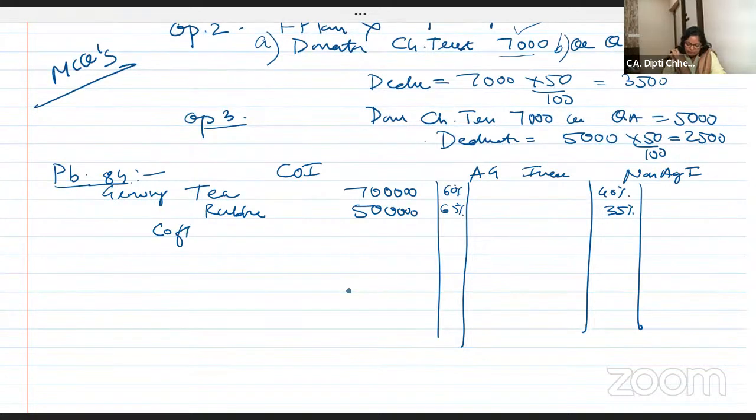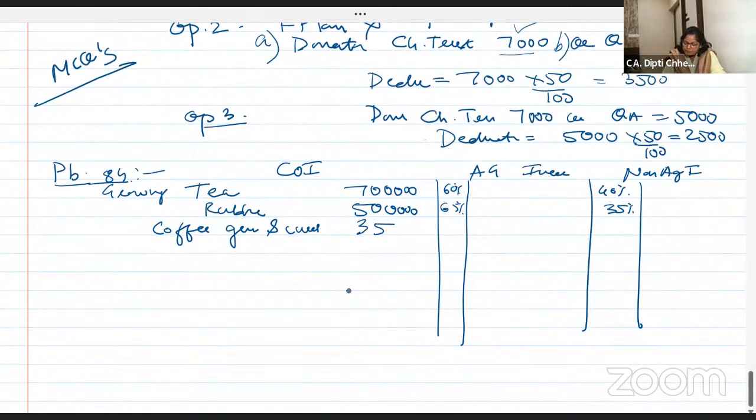Coffee grown and cured, 3,50,000. So 75% and 25%. I want all of you to write so that you learn it. If coffee is grown and cured, it's 75-25. If it is grown, cured, roasted and then grounded, then 60-40.